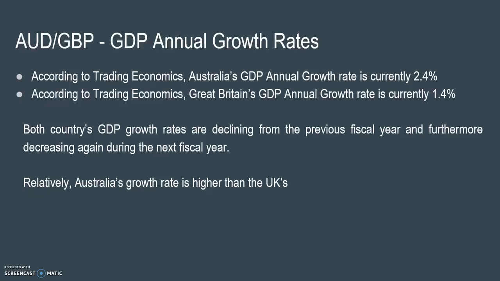As we can see, both countries' GDP growth rates are declining from the previous fiscal year and furthermore decreasing again during the next fiscal year. This can mean that individuals and businesses' confidence is reducing and thus leading to lower prices because of less demand for goods and services. Relatively, Australia's growth rate is higher than the UK's, which will lead to an increase in the supply of the Australian dollar on the money market as people want to buy more UK goods and services with the pound as prices are lower. Also, reduced demand for Australian dollars will be a product of lower growth rates. This ultimately leads to a lower price value of the Australian dollar, in other words, depreciation against the pound.